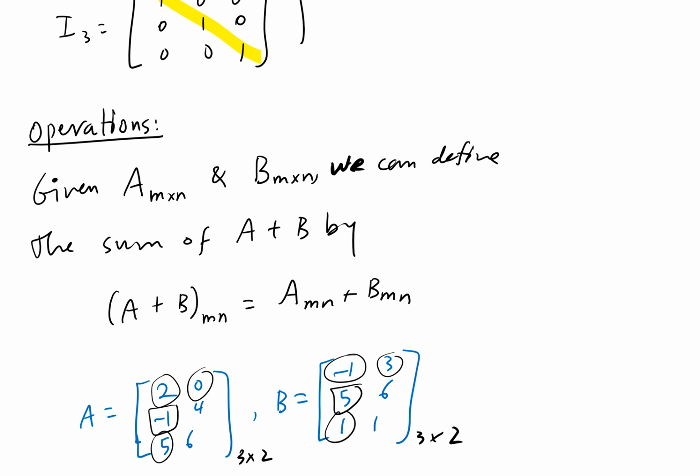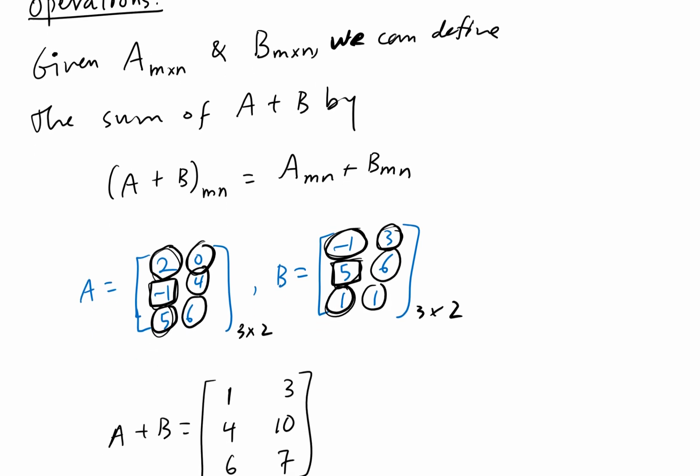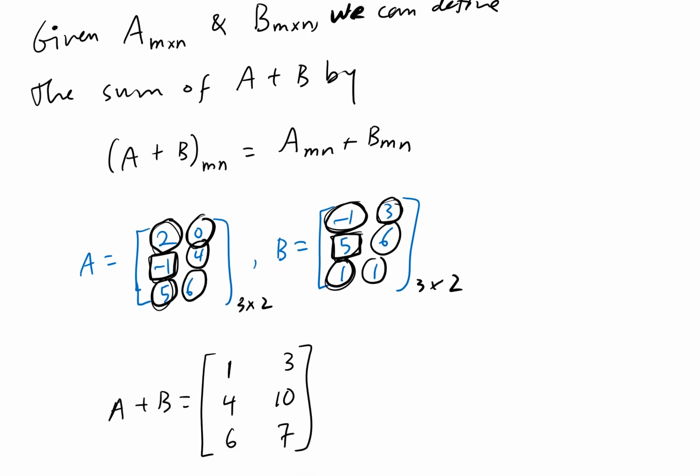So the way you add them, you add 2 plus -1, you get 1. 0 plus 3, 3. -1 plus 5, 4. 5 plus 1, 6. Then you do 4 plus 6, 10. 6 plus 1, 7. And that's what I got: 1, 3, 4, 10, 6, 7.